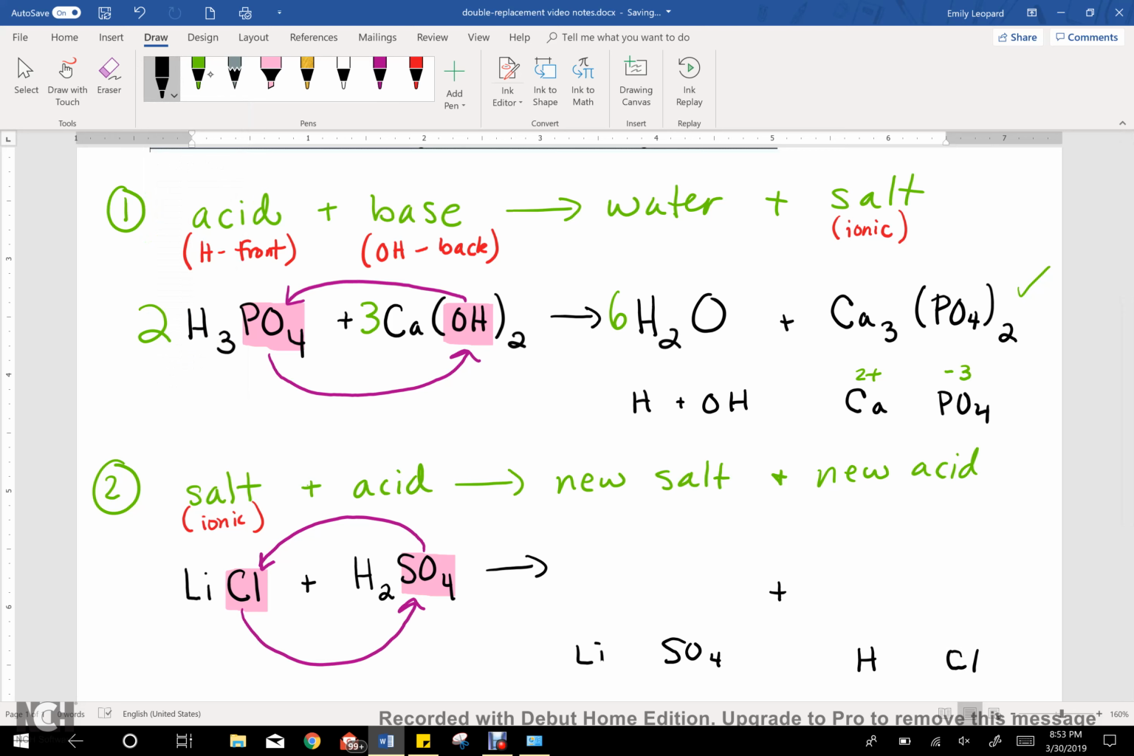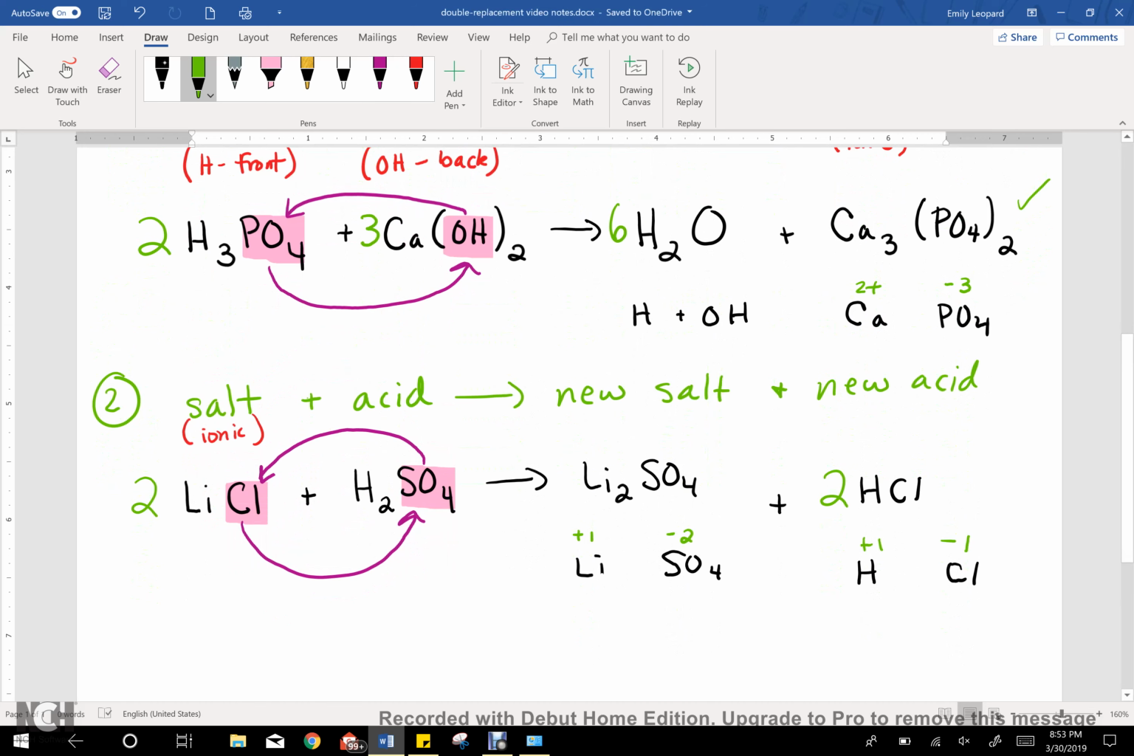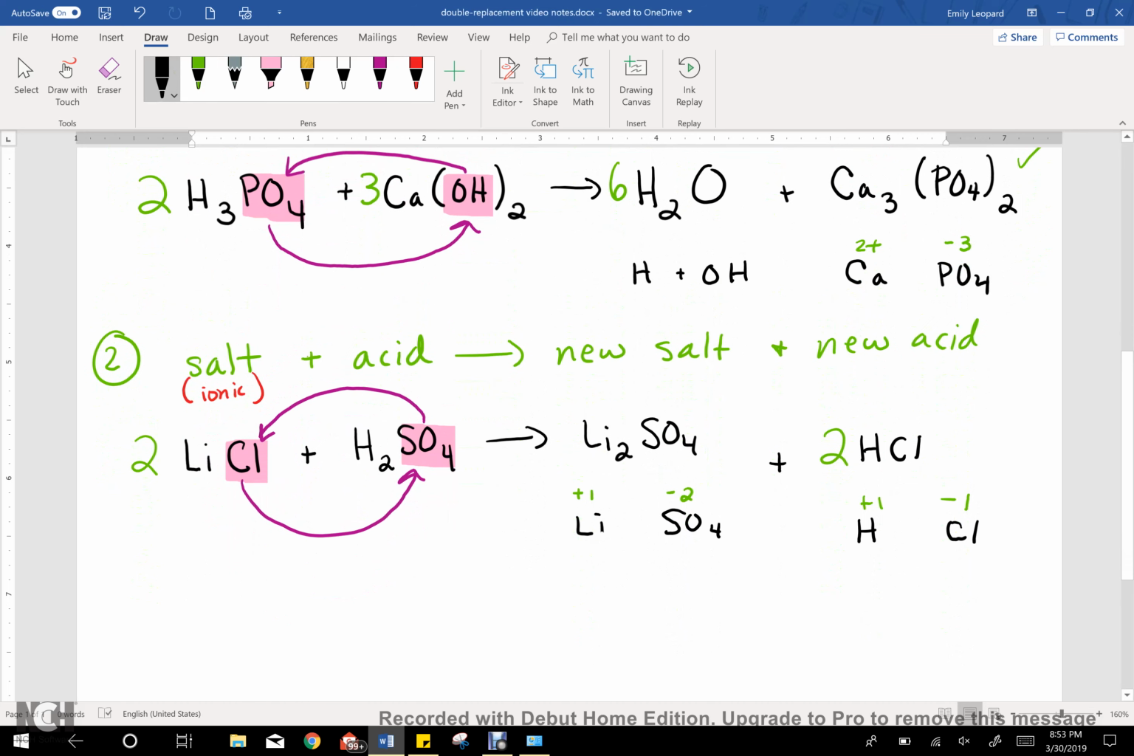Now again, just like before, you want to come to the side and do your charge balance before plugging in your new products. Okay, so for lithium sulfate, I need 2 lithiums to balance that out. Then for hydrochloric acid, it's just a 1-to-1 ratio. And then just like before, finish by balancing your equation overall with coefficients. All right. Now while we're here, I am going to do one more example for rule number 2, where you've got a salt and an acid giving a new salt and a new acid.